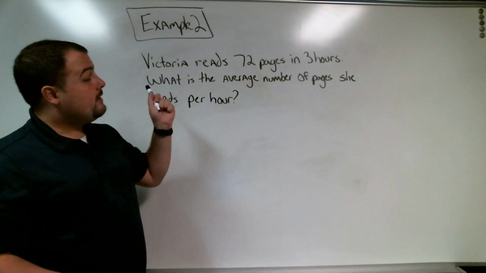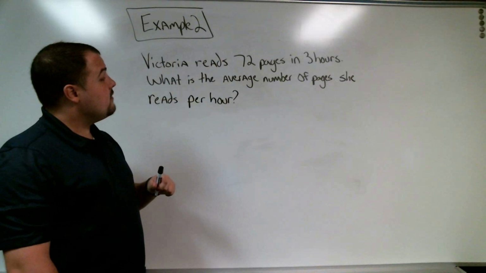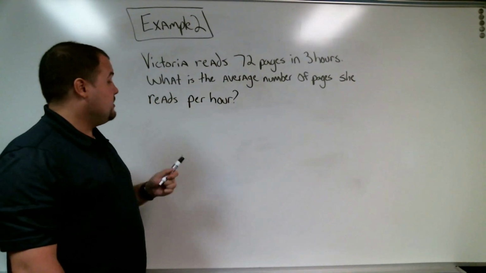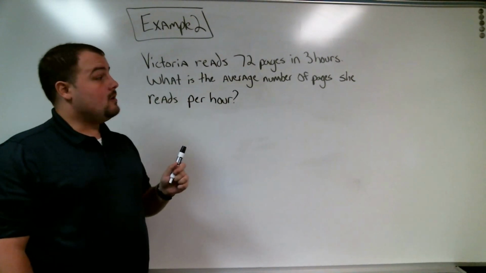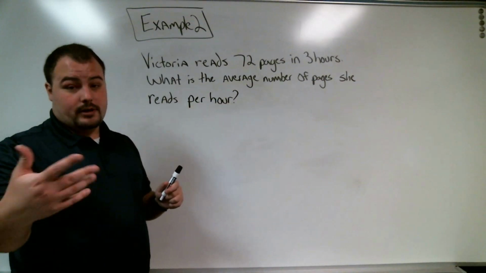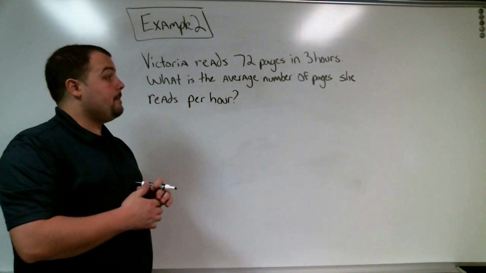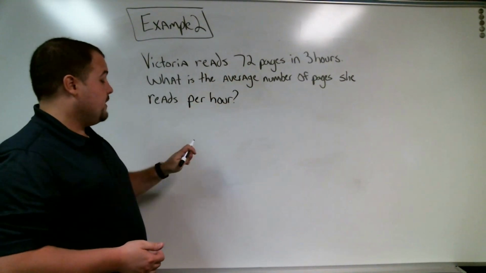It says Victoria reads 72 pages in 3 hours. What is the average number of pages that she reads per hour? So right now, we need to first write a rate, kind of like we did in our first problem: 72 pages in 3 hours.